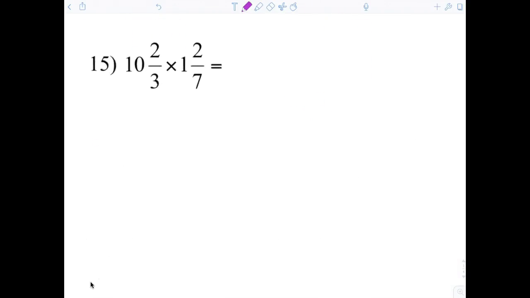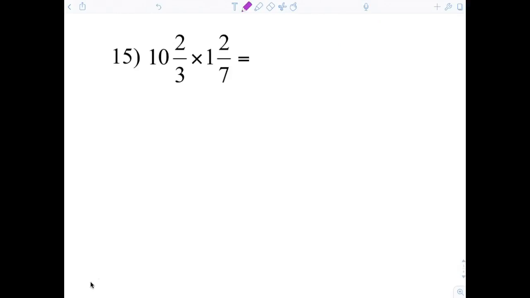All right. Here we go. 10 2/3. I need to convert 10 2/3 to an improper fraction. Yes, go ahead. So 3 times 10 is 30 plus 2 is 32 over 3. Very nice work. 32 over 3 times 9 over 7. Good. 9 over 7.